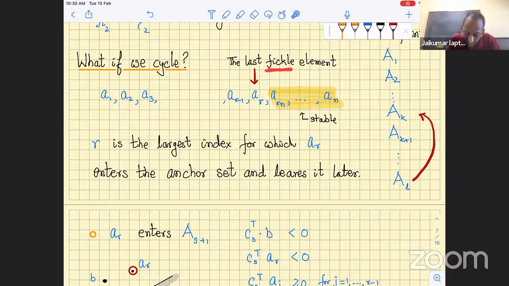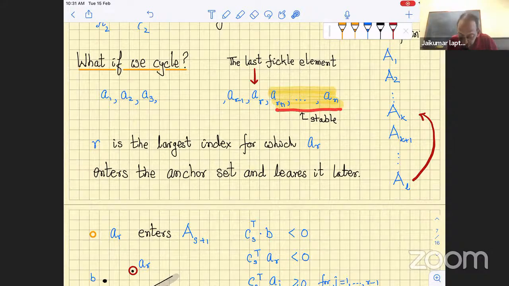Those vectors, I'm calling them fickle. They come and they go. They are not stable. Among them, focus on the last. This is the last fickle variable. That means there was a moment when AR entered the basis, and a later moment when it left the basis. Again, at some point it entered the basis, left the basis, and so on.